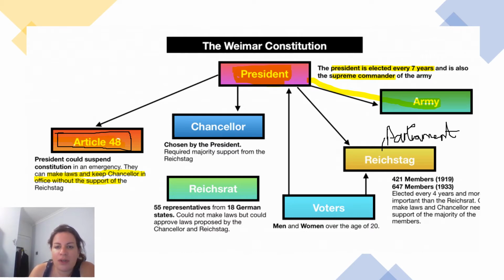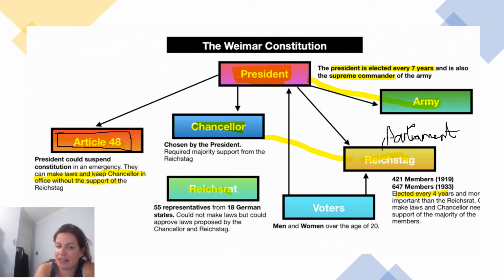We've got the president. He has a chancellor, who was chosen by the president, but the chancellor does need to have some support in the Reichstag, so he needs the support of the government in order to have that position. And within the Reichstag, in 1919, you've got 421 members, and they were elected every 4 years. They were really quite important because they helped make the laws and support the Chancellor. And then you've also got the Reichsrat, which is the representatives from the states. If you remember from before the First World War in the German constitution, we've got the Bundesrat.